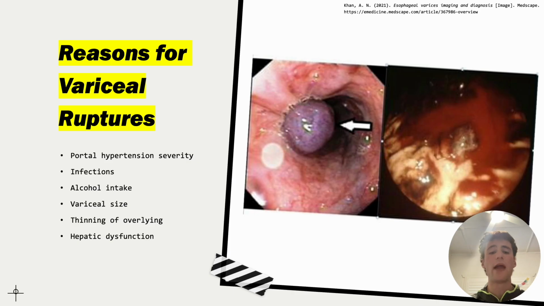Let's move on to the size of a varice. So the larger and more dilated varices are, the more likely they are to rupture and then bleed. Also, the thinning of overlying mucosa from erosion and ulceration caused by acid reflux and local trauma, such as food boluses, will expose vessels, making them thinner and easier to rupture. Finally, hepatic dysfunction. So the decreased clotting abilities from cirrhosis will make the bleeding a lot more severe if it does rupture.